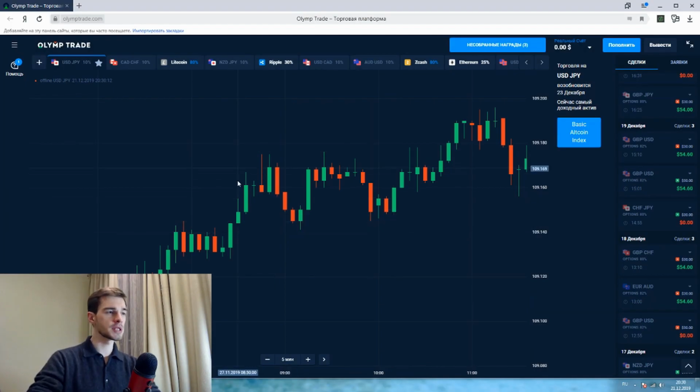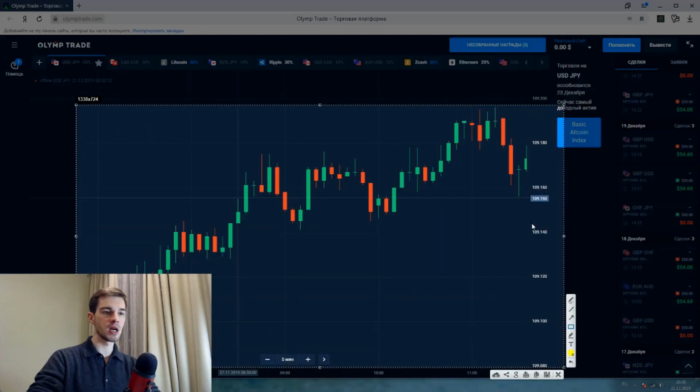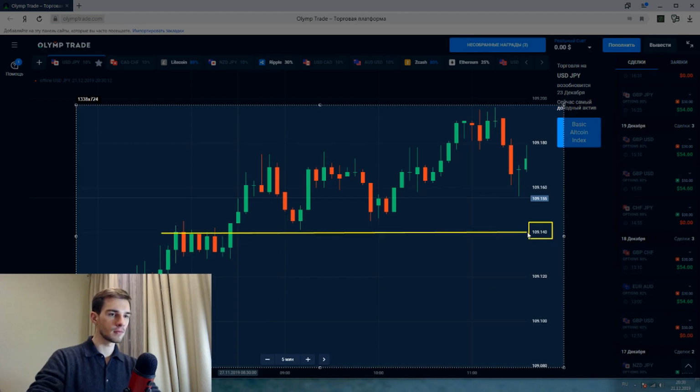Now, why do bounces occur in different places? For example, let's take the same level that we looked at. This is the level, 109.140. I draw a line like this. The quote 109.140 is our level.